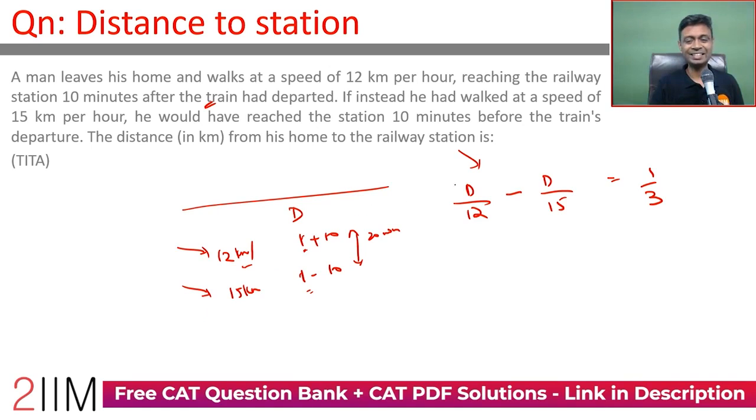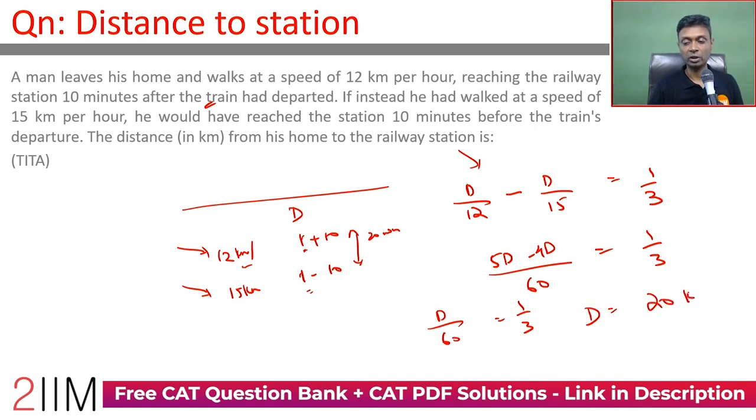We take the distance in kilometers and speed in kilometers per hour. We'll get the answer in hours. The difference is 20 minutes, which is 1/3 of an hour. And then we are done. So LCM is 60. 5D by 60 minus 4D by 60 is 1 by 3, or D by 60 is 1 by 3. D is 20 kilometers.